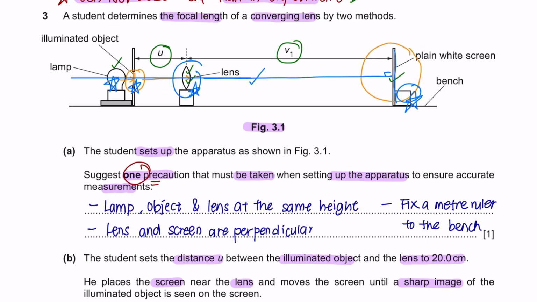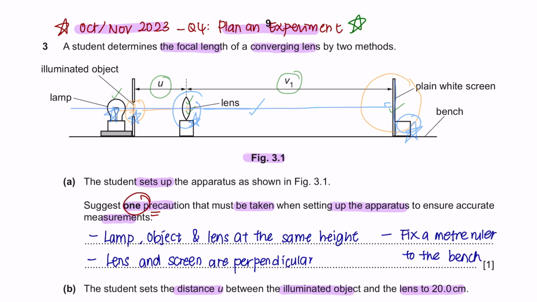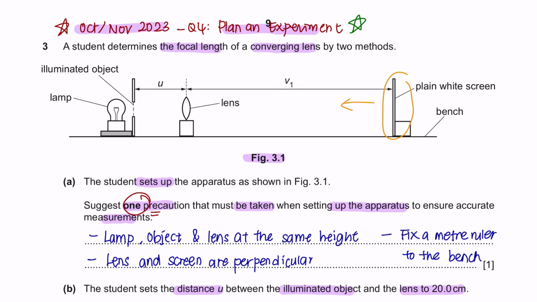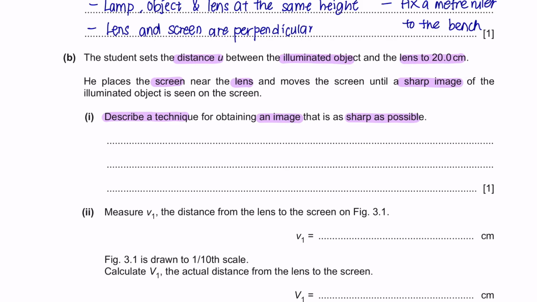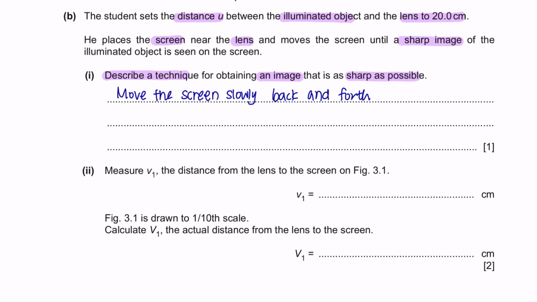To obtain an image which is sharp and clear, we can move the screen a little bit back and forth until you obtain a clear image being projected on the screen. Just like when you're taking a photo from your phone, sometimes we have to move our phone back and front to get a clearer image. Next, part 2.